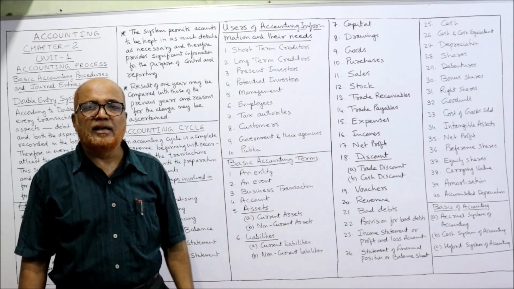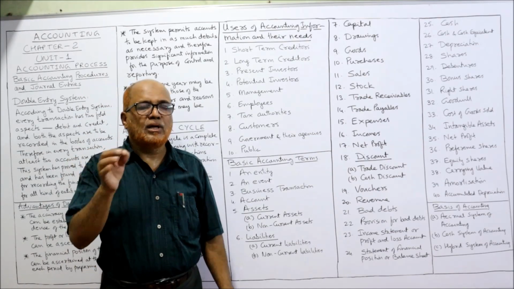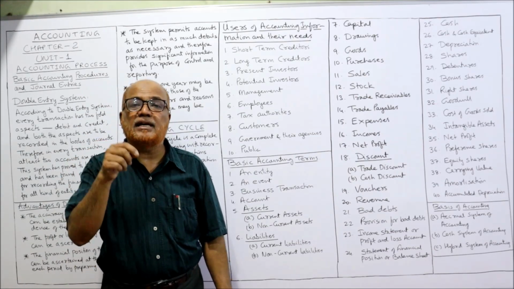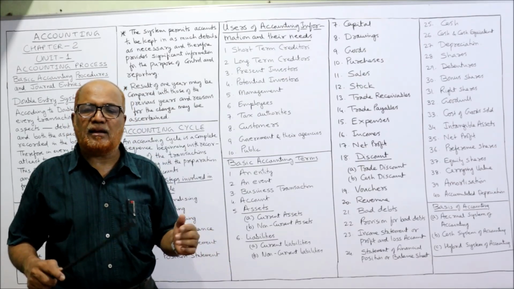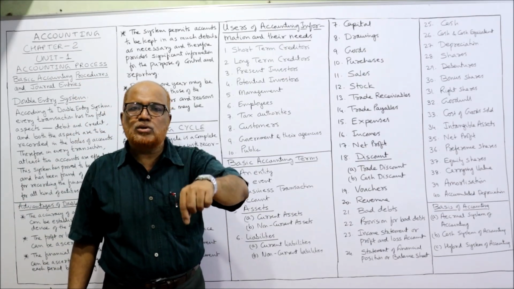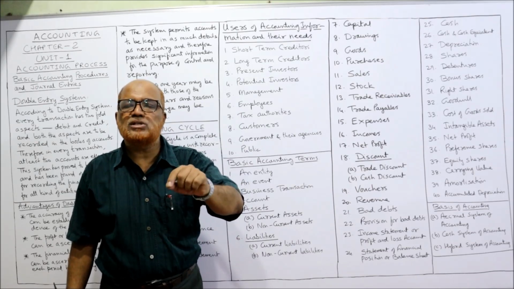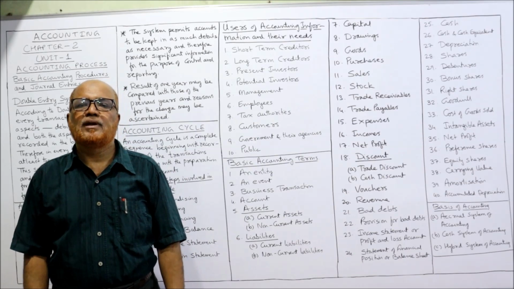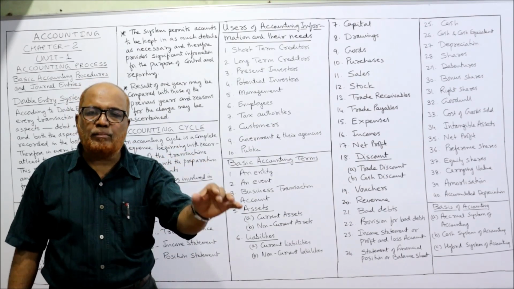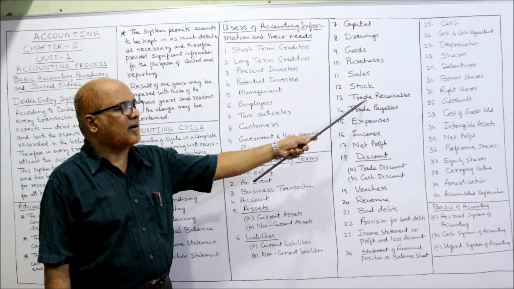Then comes trade receivable. Amount due from customers for credit sales. Every business will deal in cash sale and credit sale. In credit sale, goods are sold now, but the amount is not received. The customer will make the payment in future. So amount due from credit customer is called trade receivable.